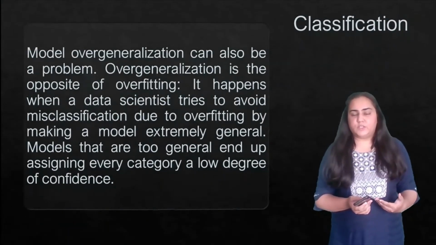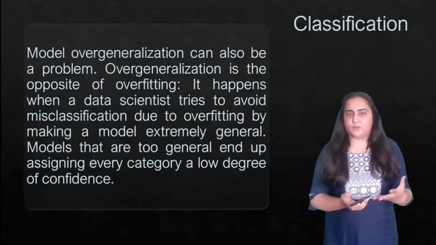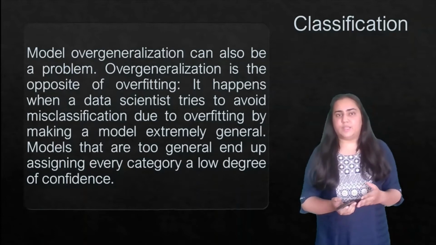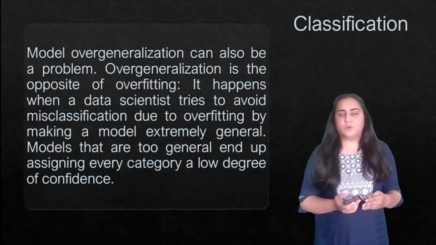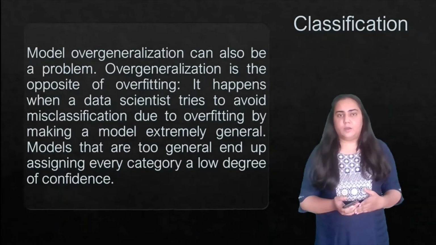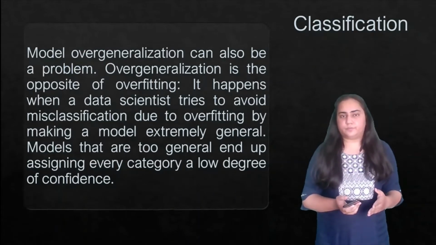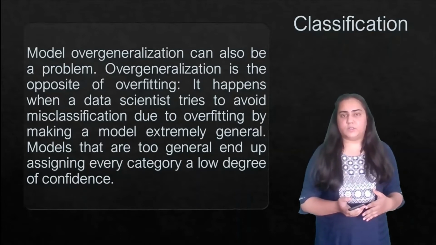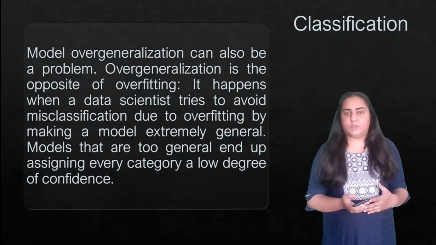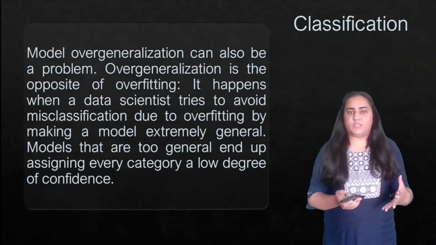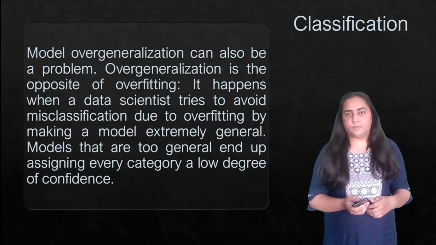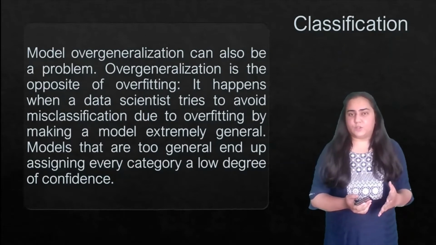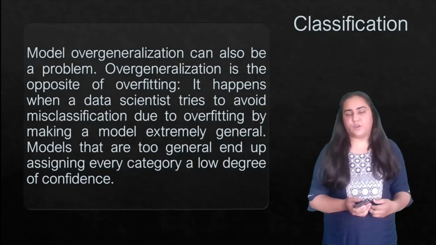Model overgeneralization can also be a problem. Now, what is that? Overgeneralization is the opposite of overfitting. It happens when a data scientist tries to avoid misclassification due to overfitting by making a model extremely general. In overfitting, the model sticks to the rules and regulations of the data set, but in overgeneralization, it becomes very general. And when models are too general, they end up assigning every category with a low degree of confidence. So they are giving you the category, but they are not really confident about whether or not that category should fall there or not. That percentage of confidence is not there.